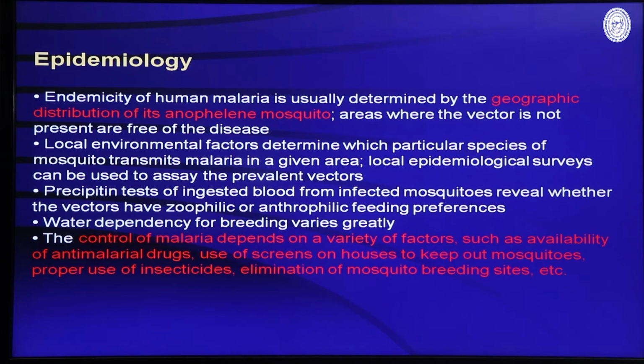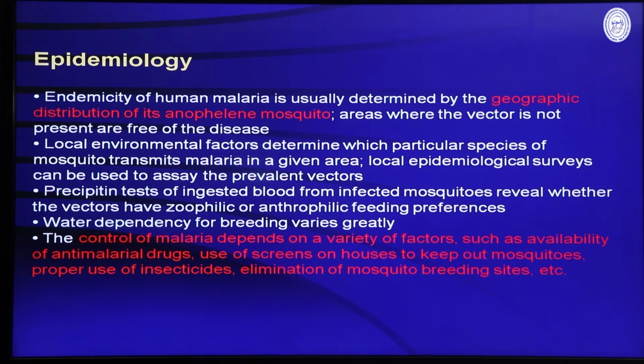Okay, now precipitin tests of the ingested blood from the infected mosquitoes reveal whether the vectors are zoophilic or anthropophilic in their feeding preferences. Now, water dependency for breeding varies very greatly. Obviously, you all know that where water is logged somewhere, the mosquito takes the privilege to breed on that ground. So it is very obvious that we should be very careful not to allow water to stand anywhere. This will be a better breeding ground for the mosquitoes, and the fresh brood of mosquitoes will come to visit the human being who has been infected, and then the infection will go on and on.